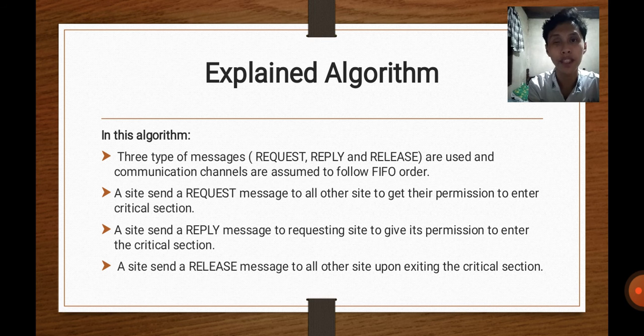Algorithm explained. In this algorithm, three types of messages, request, reply, and release, are used, and communication channels are assumed to follow FIFO order. Next, a site sends a request message to all other sites to get their permission to enter the critical section. A site sends a reply message to the requesting site to give its permission to enter the critical section. And last, a site sends a release message to all other sites upon exiting the critical section.